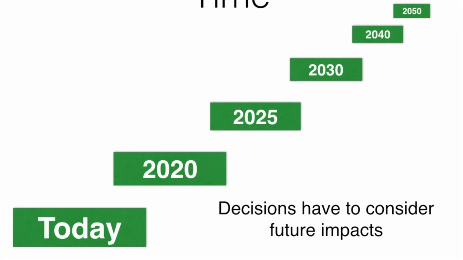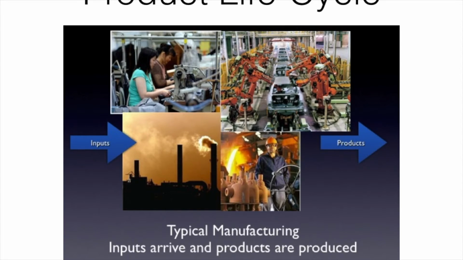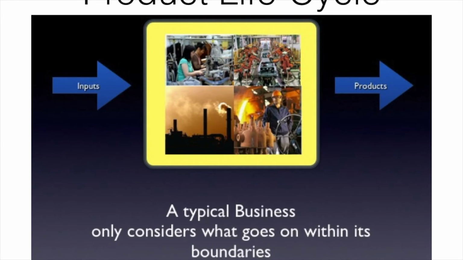There's another way that sustainability differs from business as usual. Typically, companies consider only what goes on within their boundaries or their borders. So within this yellow square, inputs arrive, the company does stuff with them, and then they sell their products. Beyond the yellow square, upstream on the input side or downstream on the consumer side, companies aren't very involved.